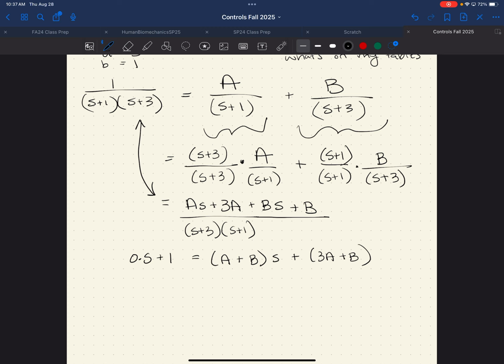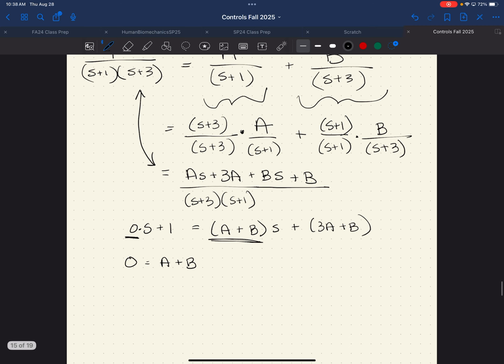If these two things are going to be equal, then my coefficient of s on the right has to equal my coefficient of s on the left, and my constant on the right has to equal my constant on the left. That's two equations, and I have two unknowns, an A and a B. Two equations, two unknowns means I can solve for them. So let's see what that looks like. I need everything multiplied by s to equal 0, so 0 equals A plus B. And I need my constants to sum up to 1, so 1 equals 3A plus B.